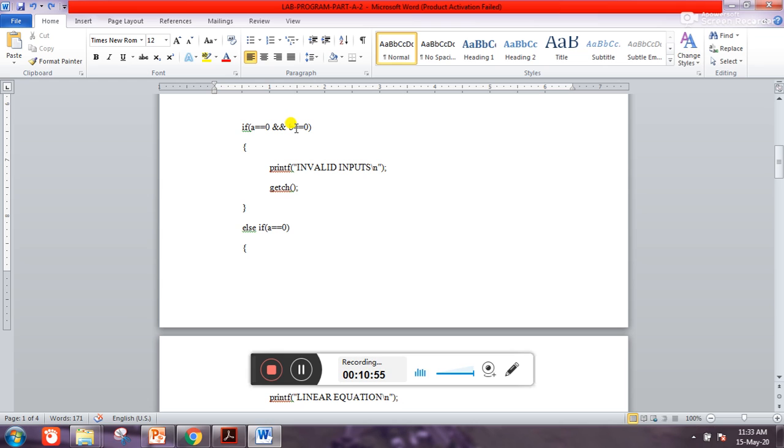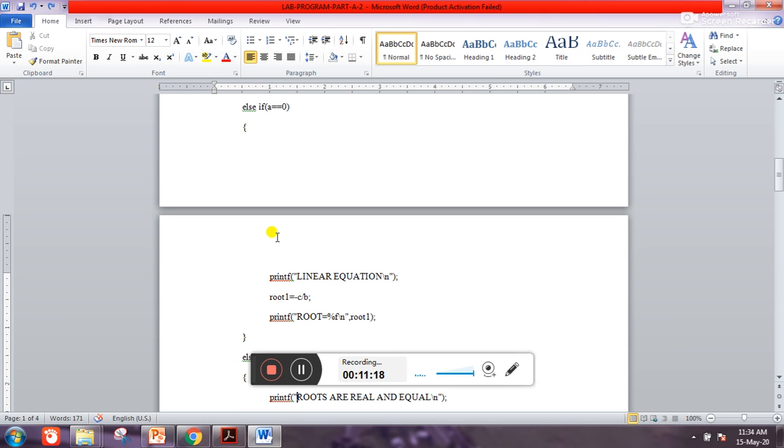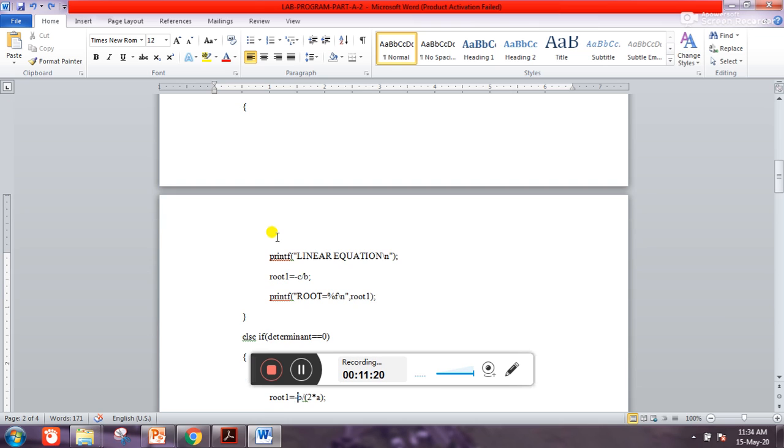If the a value is 0 and the b value is not 0, then we can find the roots. So next we check the next condition, else if a equal to 0. If a is equal to 0 and b and c are not equal to 0, then we get a linear equation. So now we check a is equal to 0. If only a is 0, then printf linear equation. For a linear equation, we can find only one root. Linear means only one root.